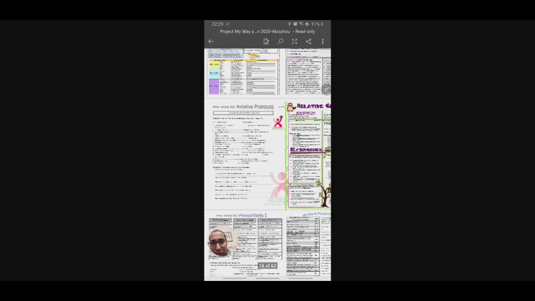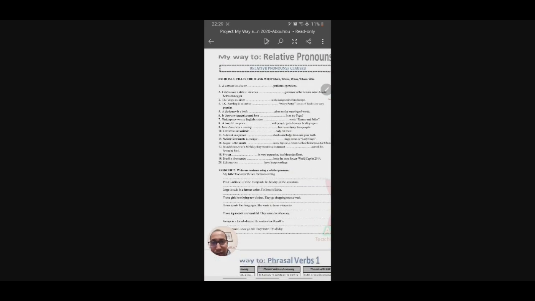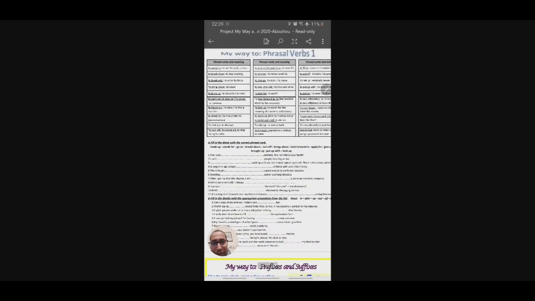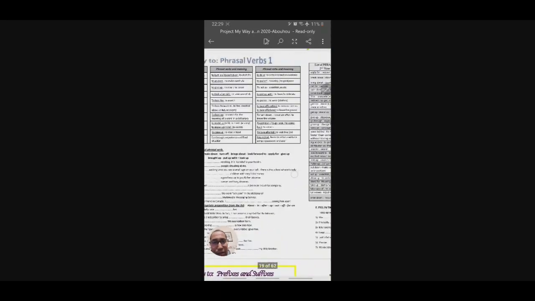And then relative pronouns. So more practice before relative clauses, restrictive and non-restrictive. Then we have phrasal verbs part 1. And then we have, this is all in national exams.